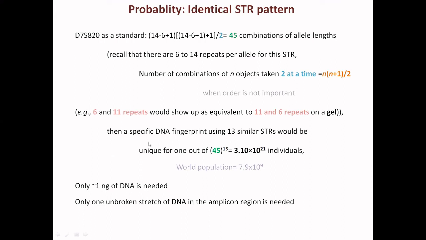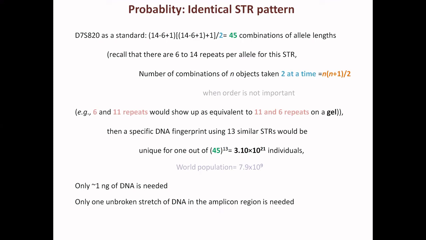Then for a specific DNA fingerprinting using the 13 similar STRs, this is coming up to be 45. So 45 to the power 13, because there are 13 STRs. So there is a possibility that two individuals will have the same STR banding patterns when the population will be 3.1 into 10 to the power 21. But on planet Earth, where we are living, the population is 7.9 into 10 to the power 9, which is very small compared to 10 to the power 21.